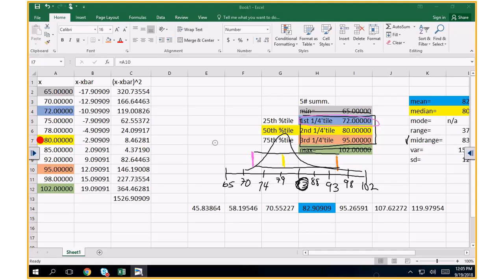I mean, your median is to the left of the middle. Well, let's look at the mean, 82. 82 is a little bit closer, but it's still to the left. So when you see the median to the left of the middle, that means that your data is a little bit skewed right. That means the raw data right here. And that's how you do a five-number summary.